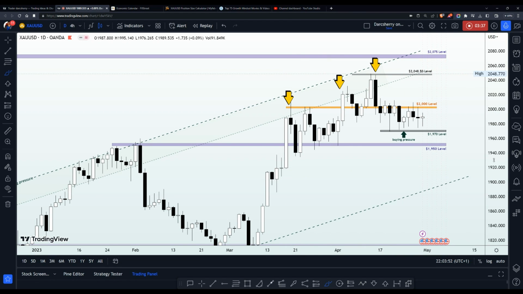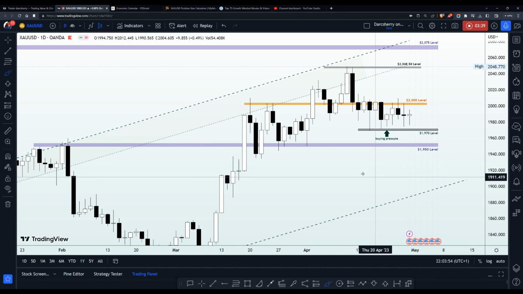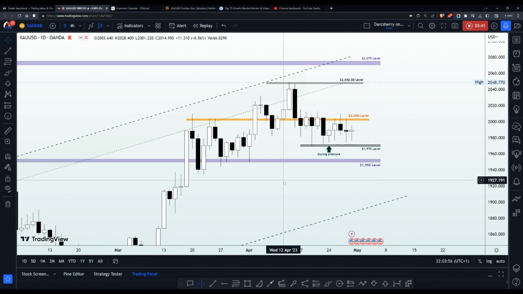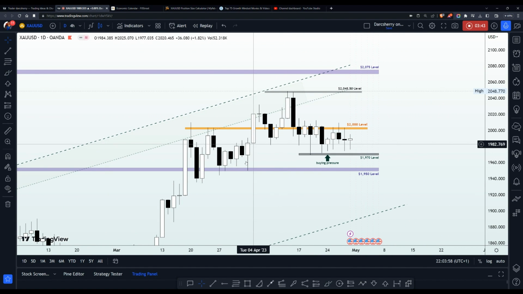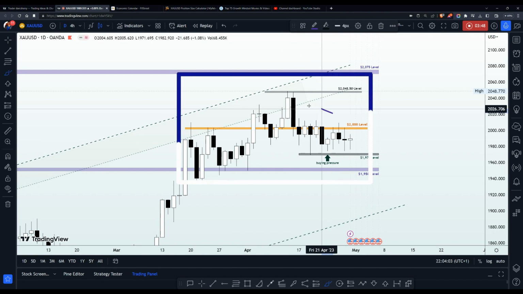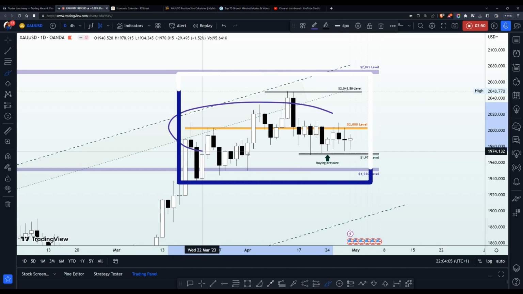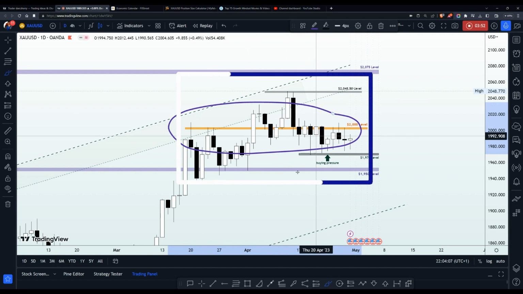And look at what we have here. If I zoom into this current structure, you will see that price has remained around the $2,000 mark area, which happens to be our key level in the last couple of months.